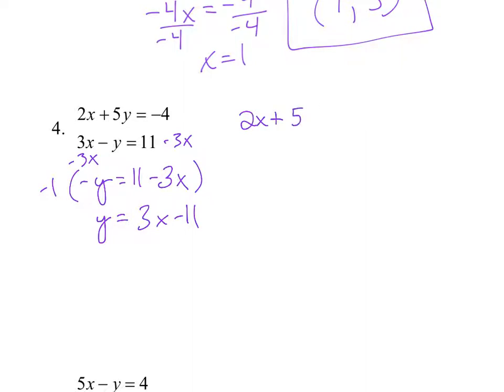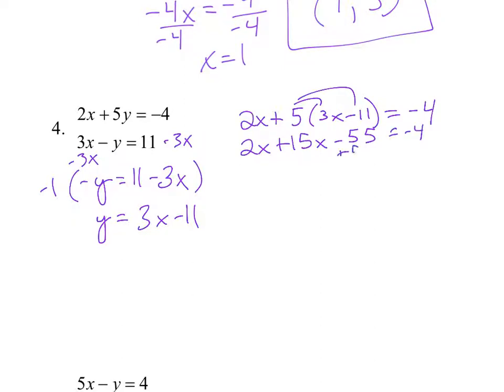2x plus 5 times (3x minus 11) is equal to negative 4. I distribute. I'm going to add the 55 to both sides, and I'm going to combine those. So now I have 17x equals 51. Divide by 17. I now have x all by itself.